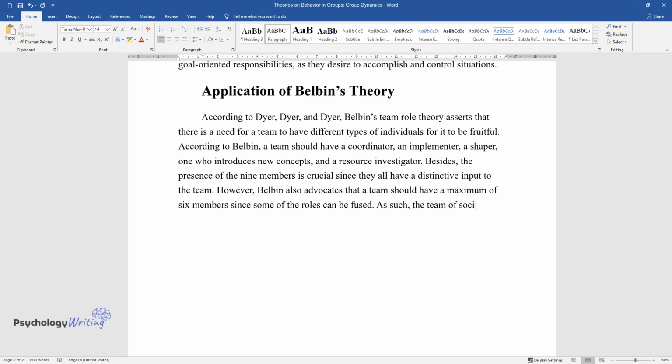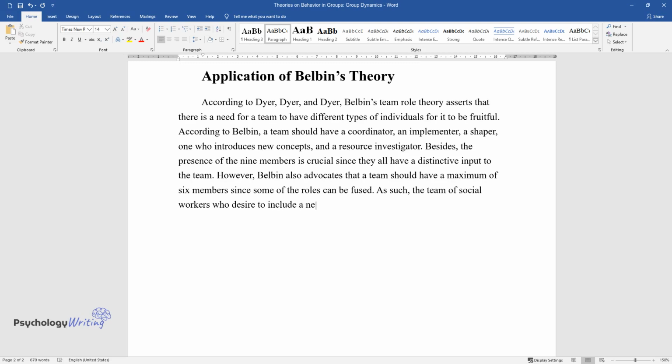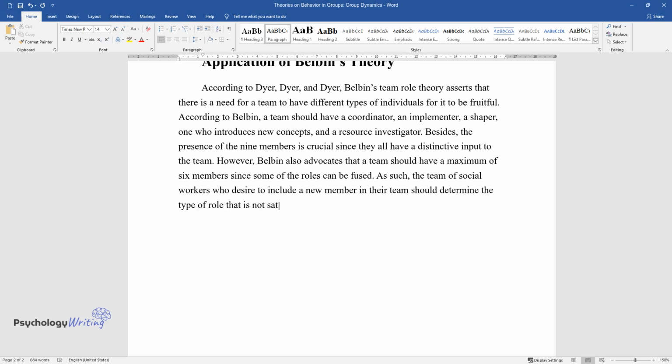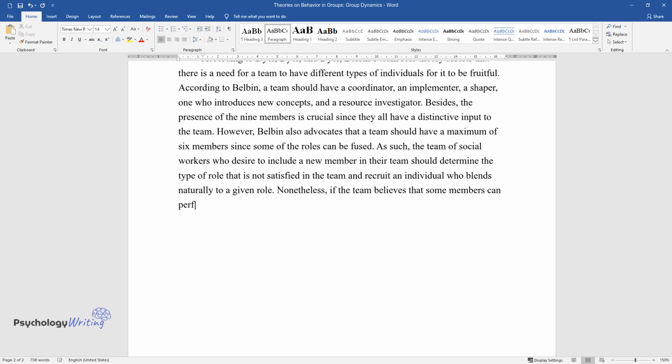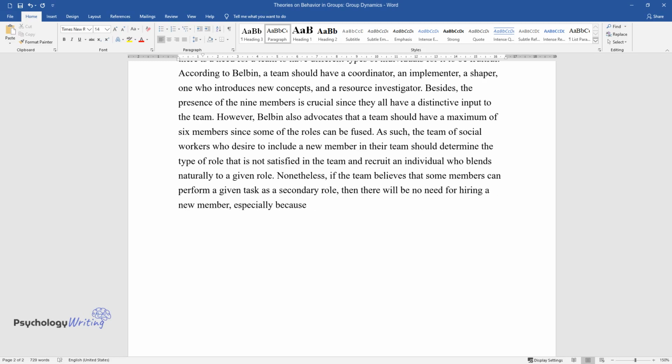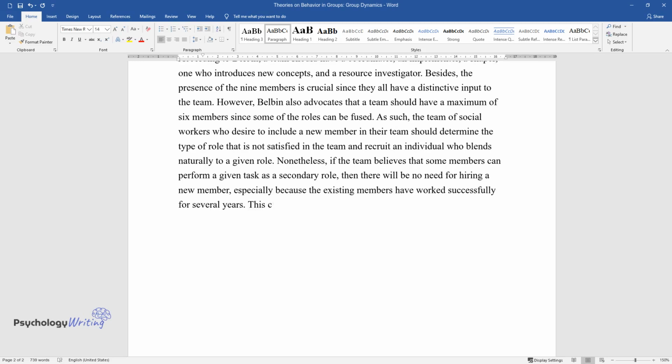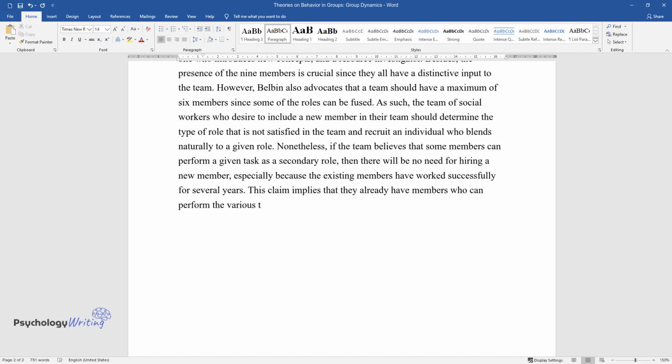can be fused. As such, the team of social workers who desire to include a new member in their team should determine the type of role that is not satisfied in the team and recruit an individual who blends naturally to a given role. Nonetheless, if the team believes that some members can perform a given task as a secondary role, then there will be no need for hiring a new member, especially because the existing members have worked successfully for several years. This claim implies that they already have members who can perform the various team roles.